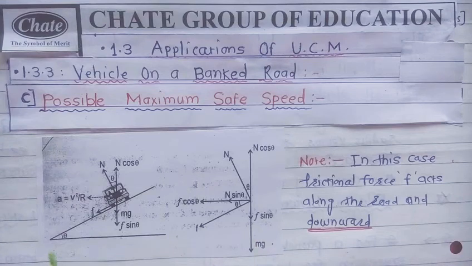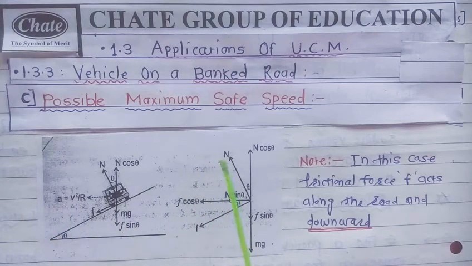Now in this figure, this theta is the angle between the road surface and horizontal. It is called as angle of banking. Now this is a vehicle moving over a banked curved road. The forces acting on this vehicle are: number one, its weight mg in the downward direction, normal reaction N between wheel surface and road surface, and the third one is the frictional force which acts along the road and in the downward direction.